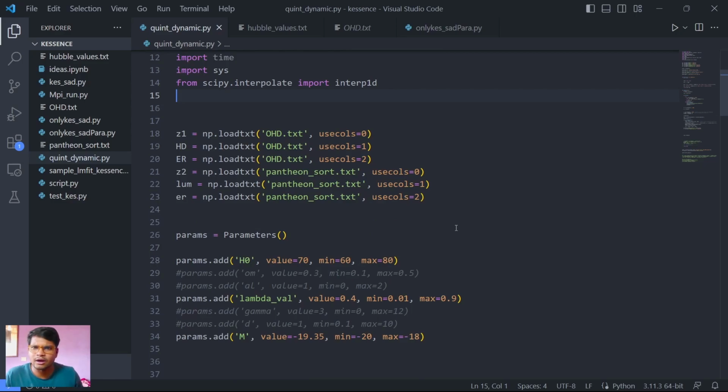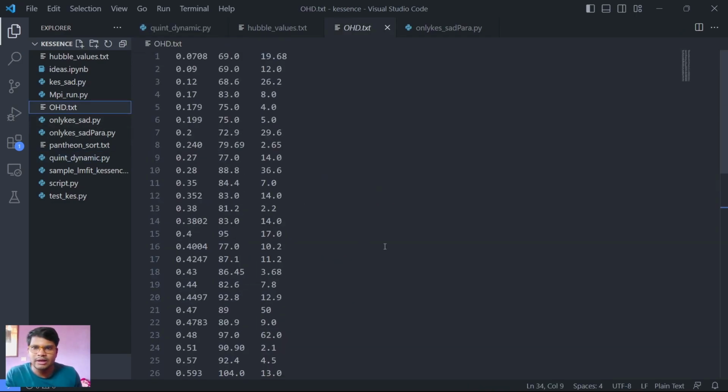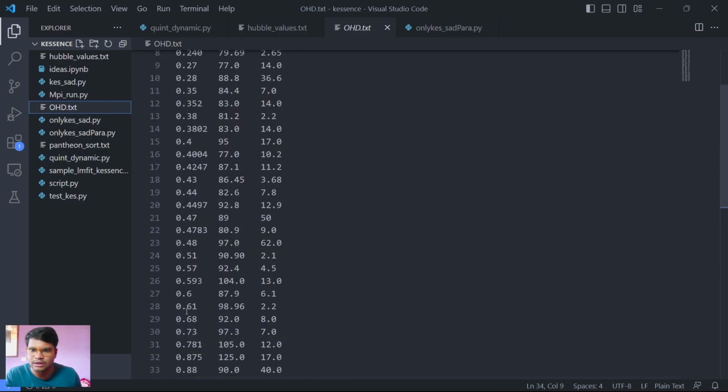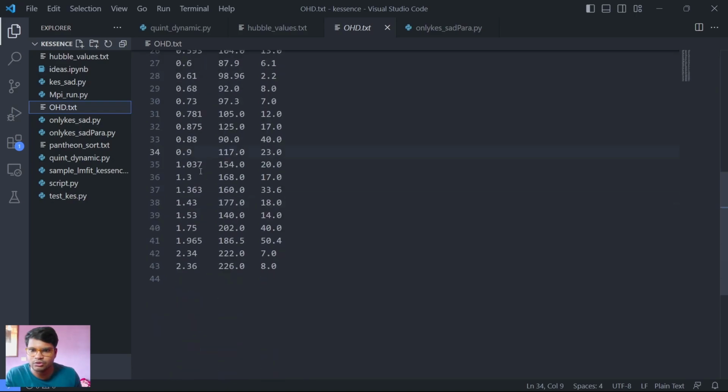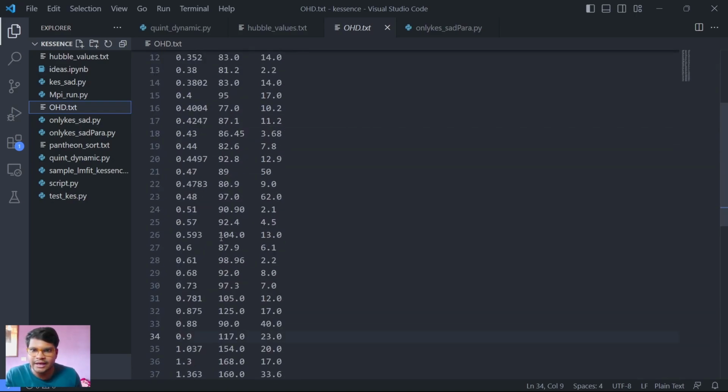And now here are the various data sets. First of all, there is the OHD data set, in which you have one column for the redshift and another column for the Hubble parameter. So I'm just showing you what this OHD data set is. Now you can see that this is the OHD data set from the different supernova. The first column is the redshift, and this redshift goes from 0.0708 to 2.36. In the second, we have the different H0 values.